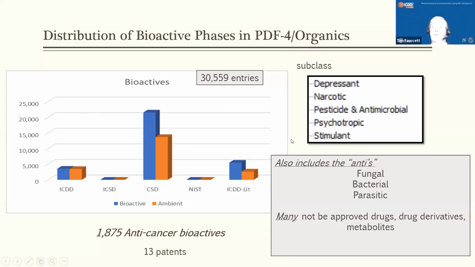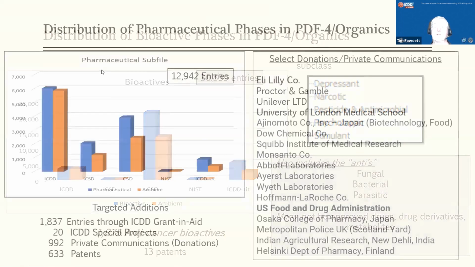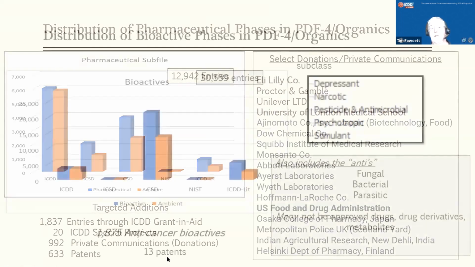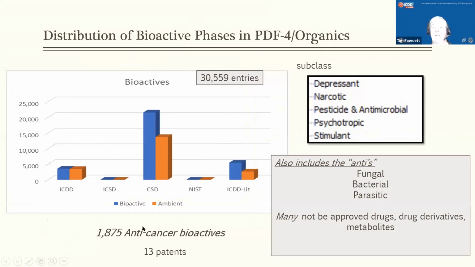It also includes materials that may have been tested and tried for bioactivity, like over 1,800 anti-cancer agents that never made it to a commercial product. If it made it to a commercial product, it's actually in the pharmaceutical subfile. And you can see the high number of patents that are also here. That's an indication that it went out into the marketplace. Here we have 13 patents, but we have a lot of anti-cancer bioactives that never went to commercial activity. So these are also drugs that weren't approved, drug derivatives or metabolites, anything that showed bioactive activity.